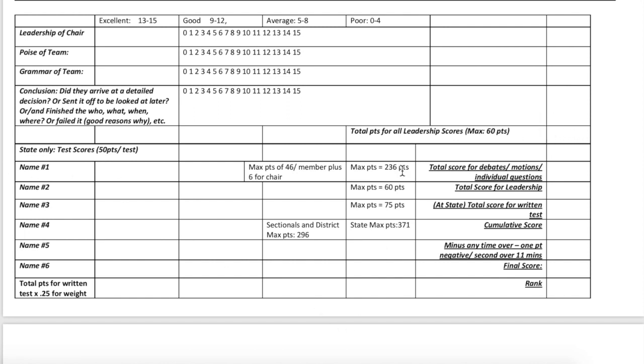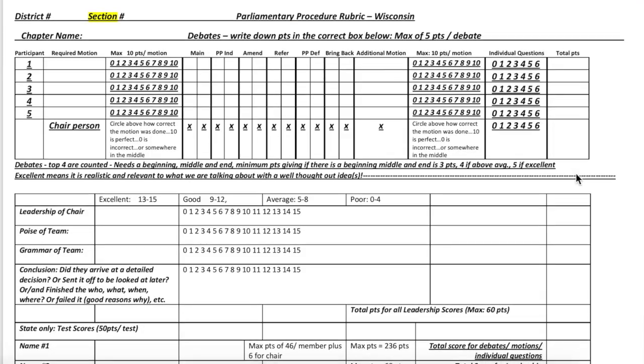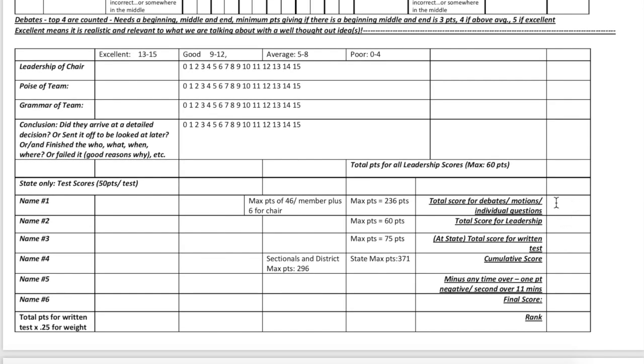This whole portion right here is only used for the state contest, so you can just ignore that if you're judging districts and sectionals. So at the end, you're going to score debates, motions, individual questions. That will be this total score right here. You'll add these up, put that number in this box. Total score for leadership, that will be these scores here, and they'll go in that box.